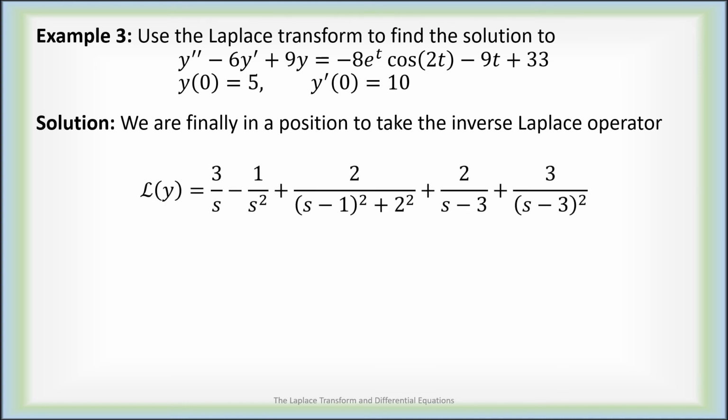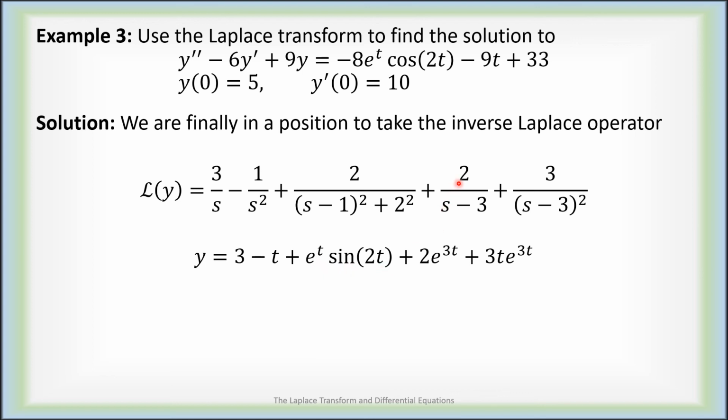If this is the Laplace transform of y, well then, what has Laplace transform 3 over s? The constant 3. What has Laplace transform 1 over s squared? t. What has Laplace transform 2 over (s minus 1) squared plus 2 squared? This is omega over (s minus a) squared plus omega squared. So we get e to the at sine of omega t.